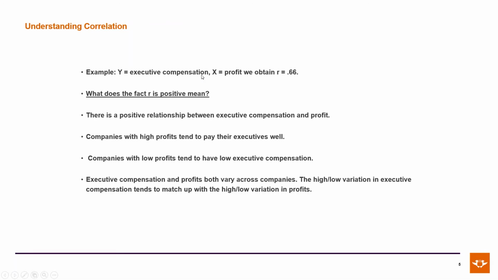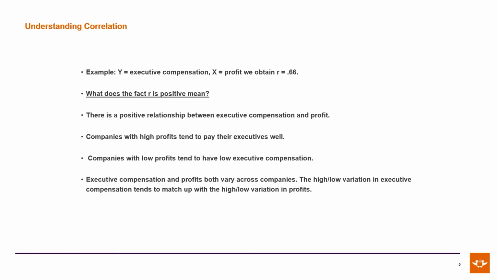And then companies with a lower profit tend to pay the executives less. Now that makes sense, right? So obviously the more you earn, the better your compensation should be. Now, however, this is not perfect. It's not a perfect correlation. So there is some room for something else to drive executive compensation. Okay? And so this brings us to our R squared.